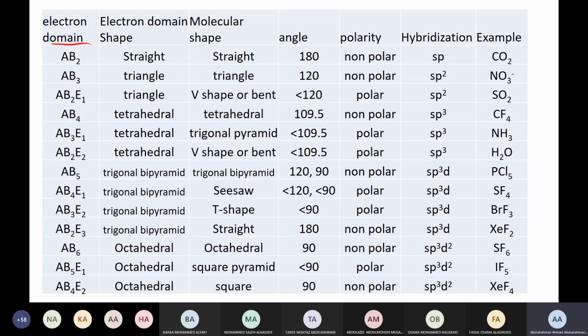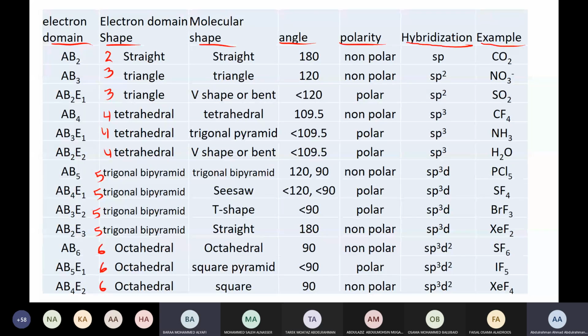We talked about this, and of course I gave you the examples. Now I'm going to talk about this thing. Don't forget, the total here is 2, 3, 4, 5, 6.